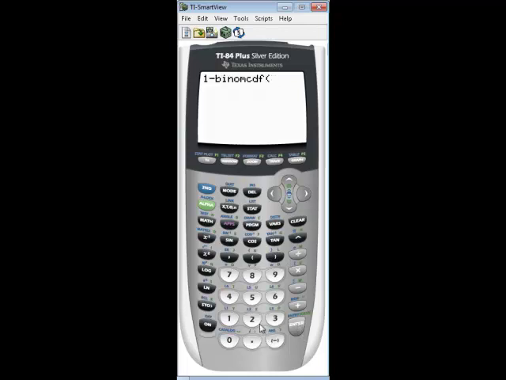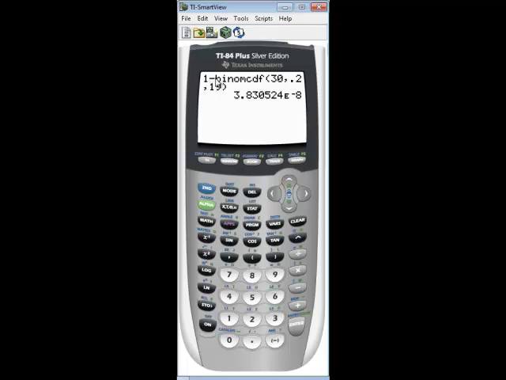Okay, n is 30, p is 0.2, but this time we want to subtract the complement, so the opposite of 20 or more is 19 or less, so we're going to put a 19 in there and then hit enter. So I've got the 1 minus right there. I don't need to worry about it later. And that's another scientific notation, this time 3.83 times 10 to the negative 8th.